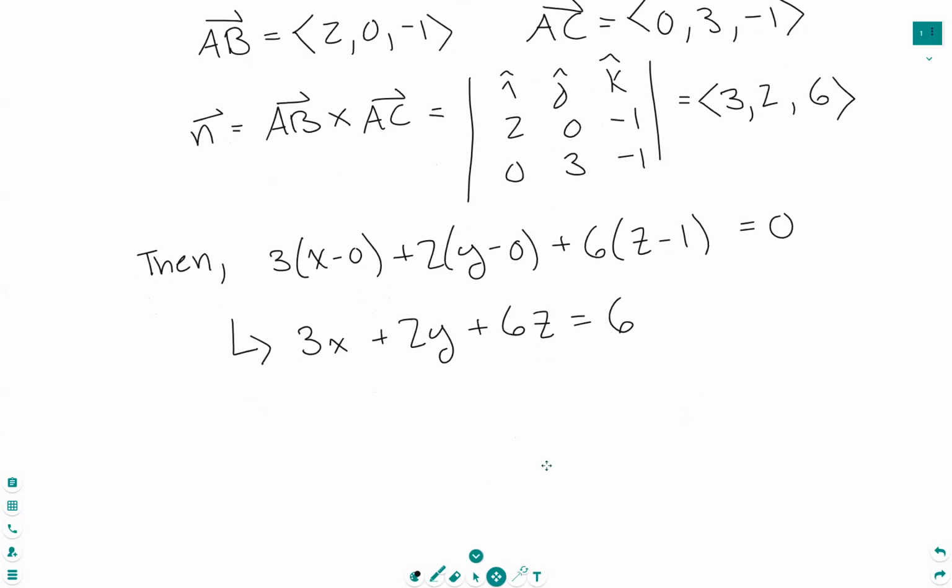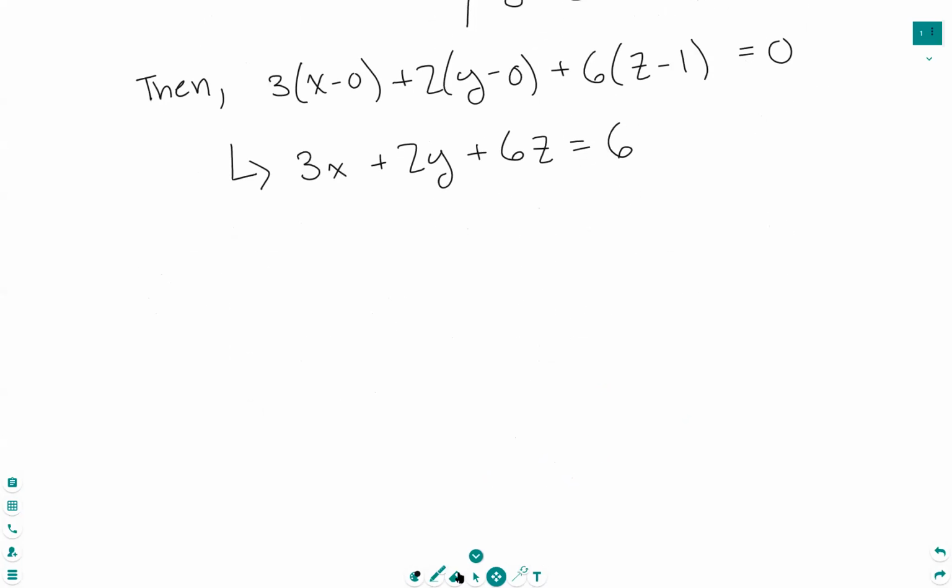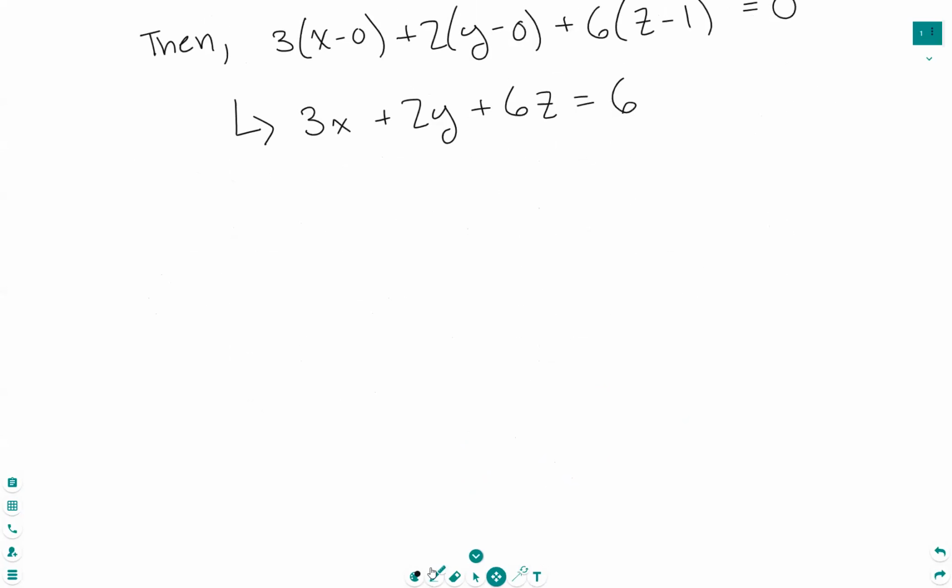Okay, so we talked about the distance from a point to a line. Well, this time, let's talk about the distance from a point to a plane.